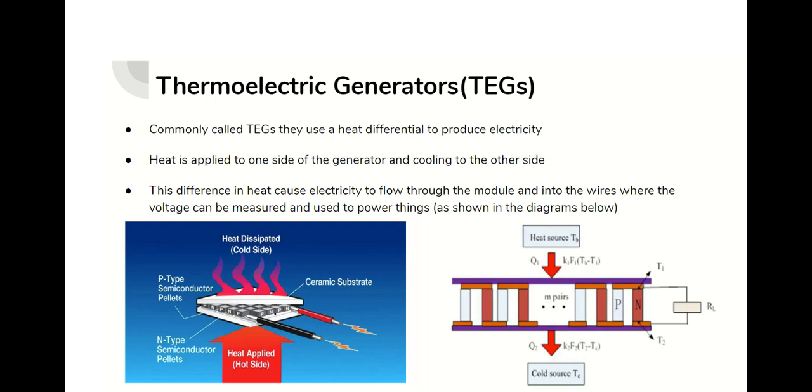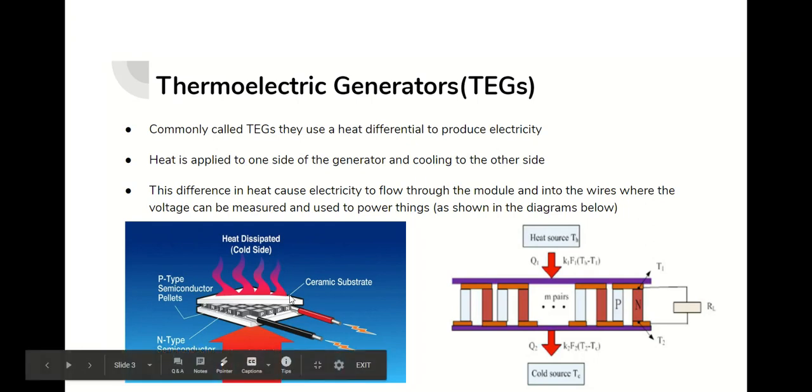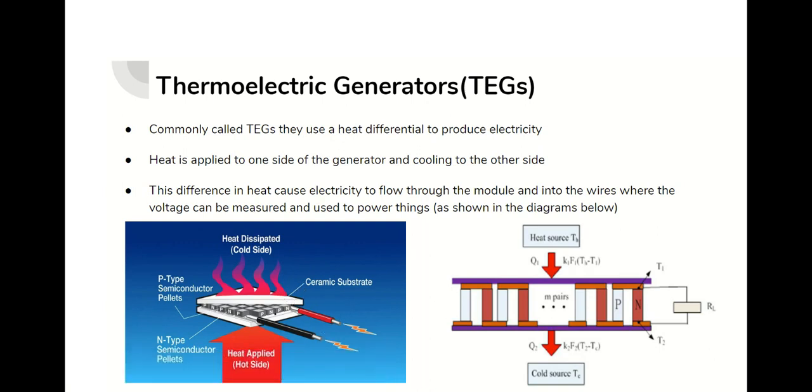When heat is applied to one side of the generator and cooling is applied to the other side, or some way for the heat to dissipate, the difference in heat causes electrons to flow through the module into the wires where the voltage can be measured, or we can use it to power things. So in the diagram on the bottom left, we see that heat can be dissipated and heat is applied, and through those wires, that's where we get the electricity.